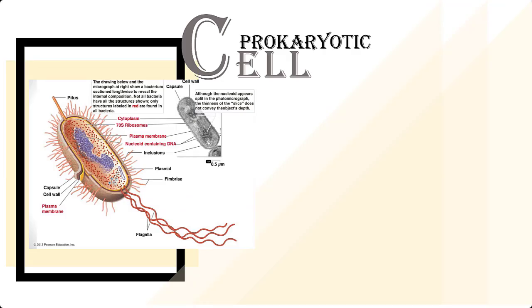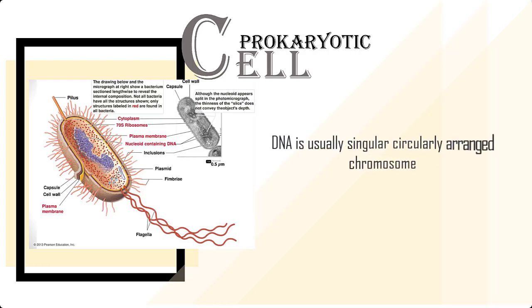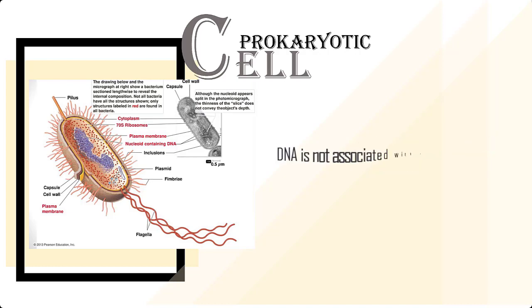The chief distinguishing characteristics of prokaryotes are, first, their DNA is not enclosed within a membrane, and it is usually a singular circularly arranged chromosome. Some bacteria, like Vibrio cholerae, have 2 chromosomes, and some bacteria have a linearly arranged chromosome, but most of the time it is a singular circularly arranged chromosome. Second, their DNA is not associated with histones. Histones are special chromosomal proteins that are found in eukaryotes. There are other proteins associated with the DNA but not histones.